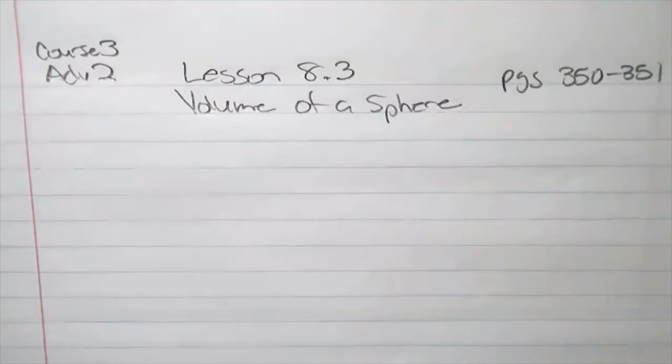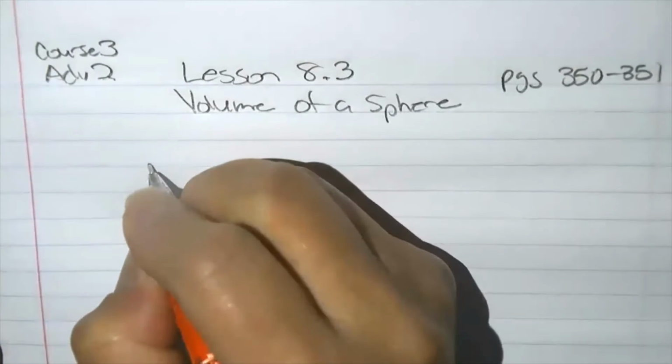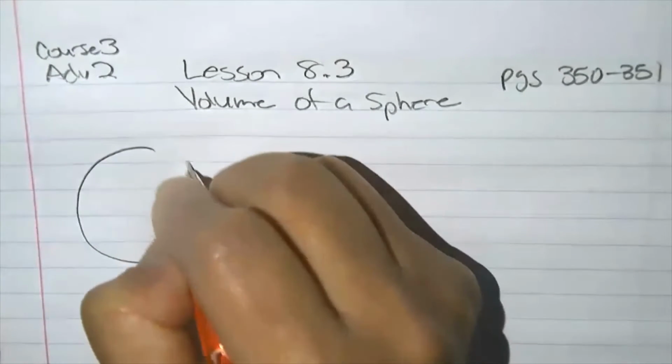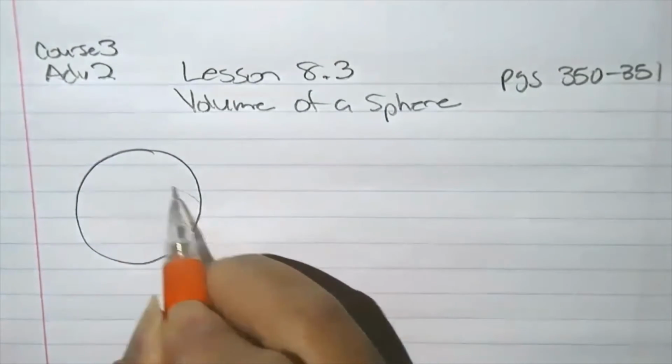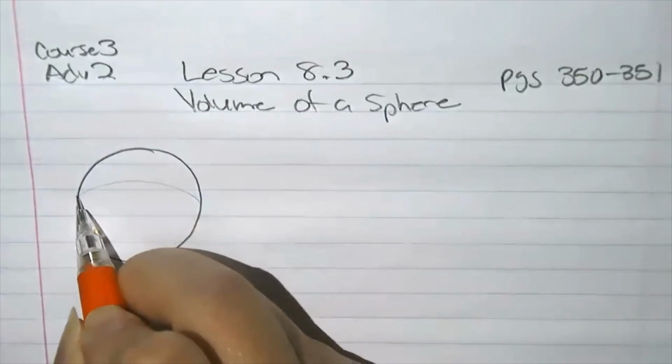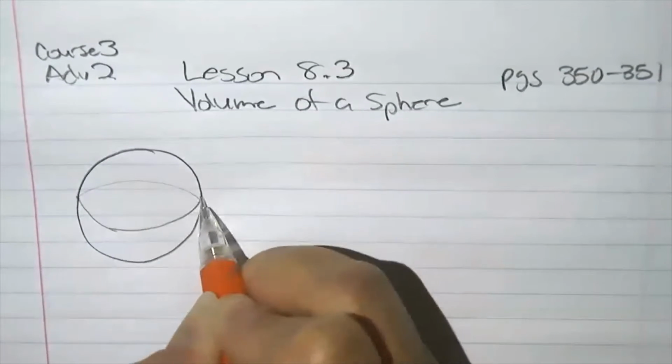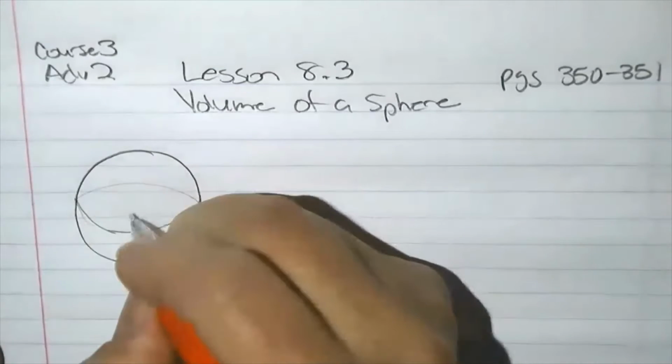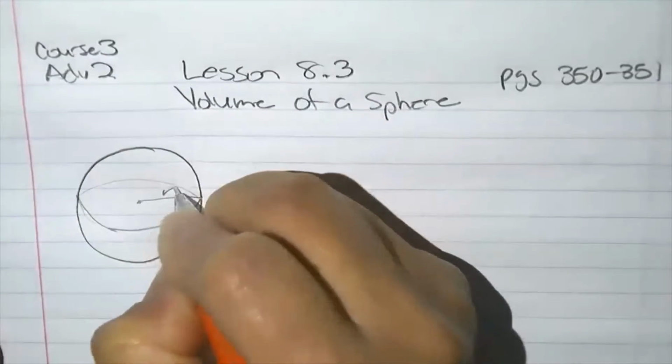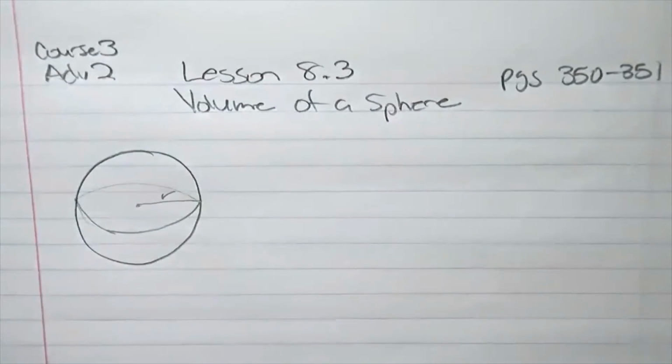Okay, so a sphere is typically drawn or represented like this. It'll be a dashed line behind and a solid line in the front. And they'll give you a radius. So typically this is how a sphere is represented.